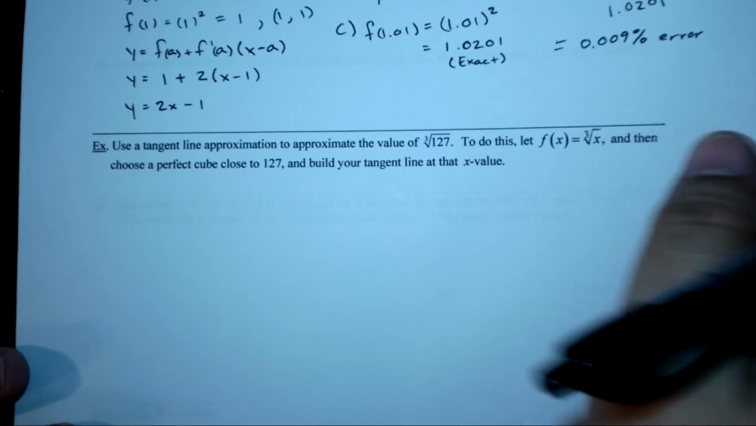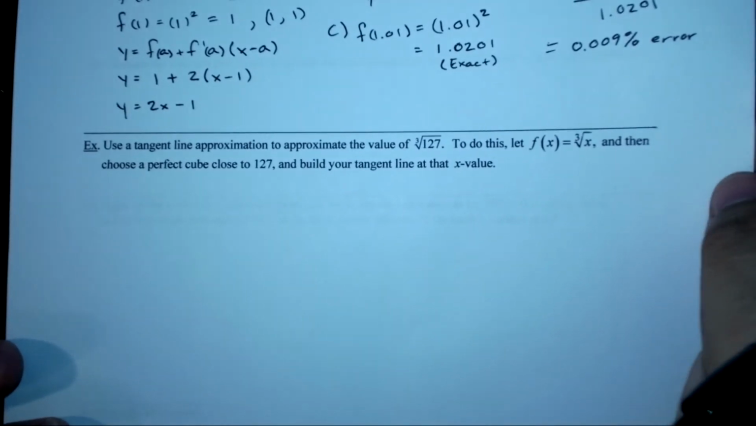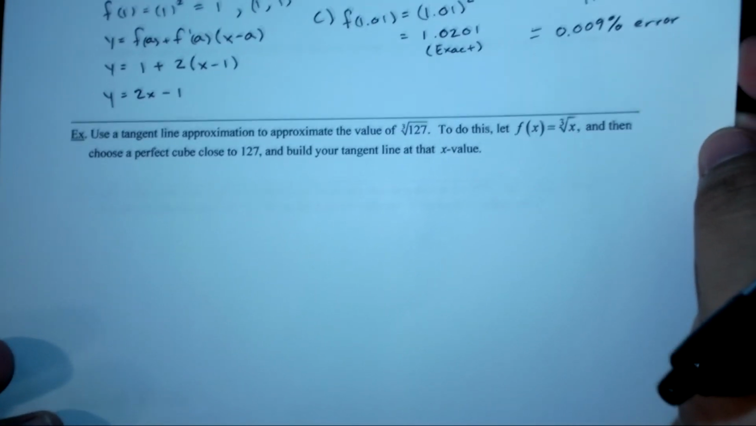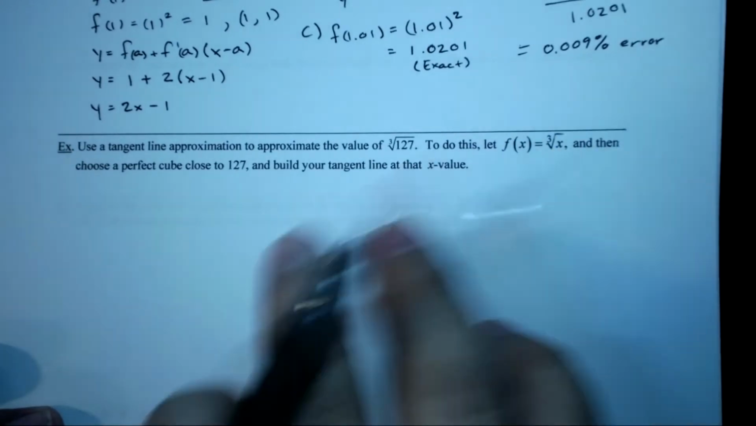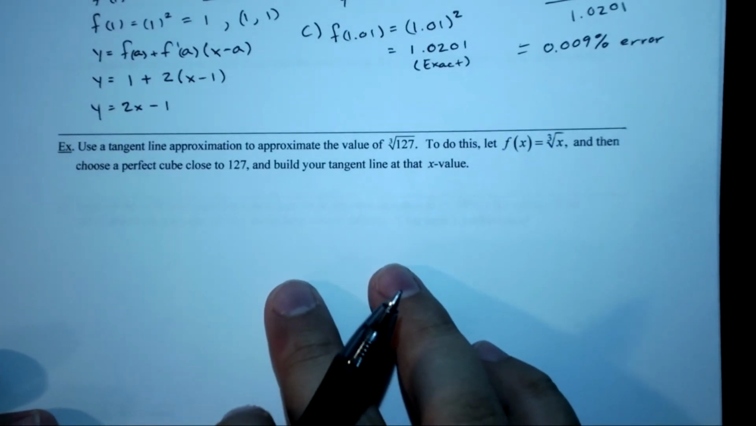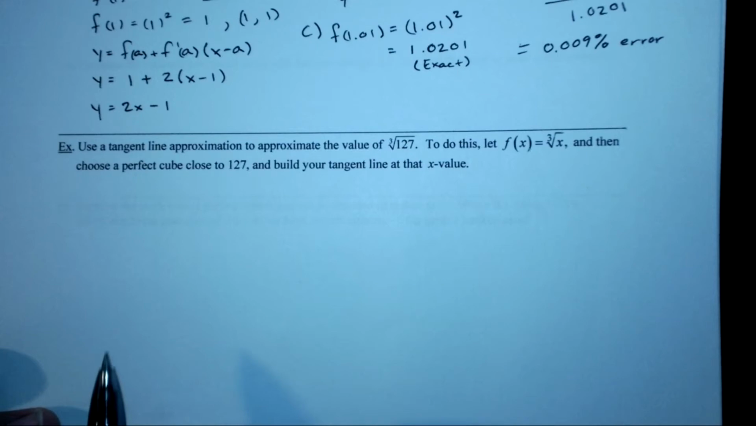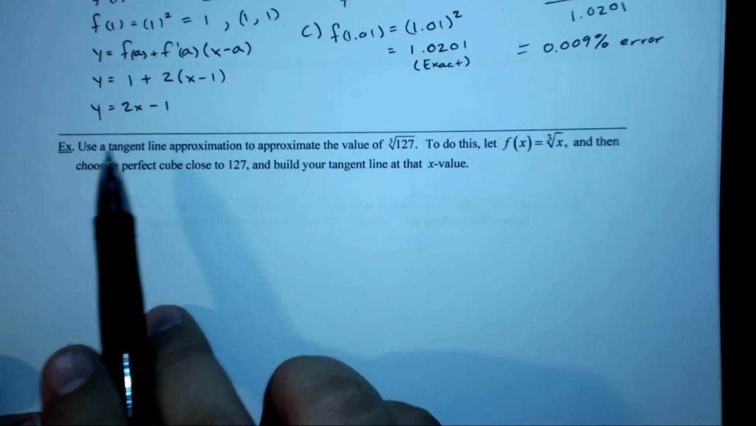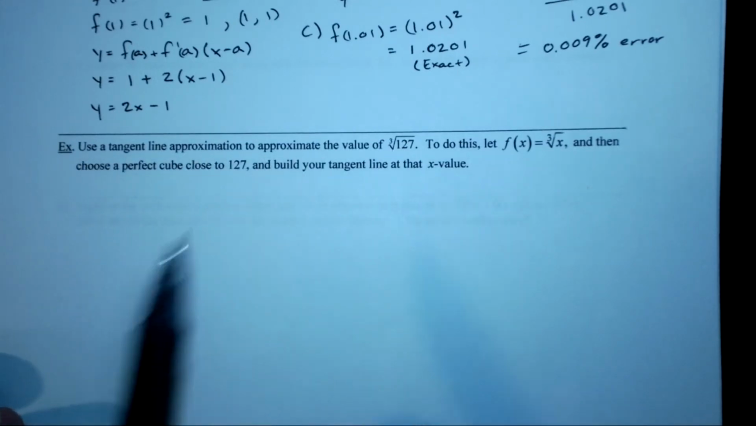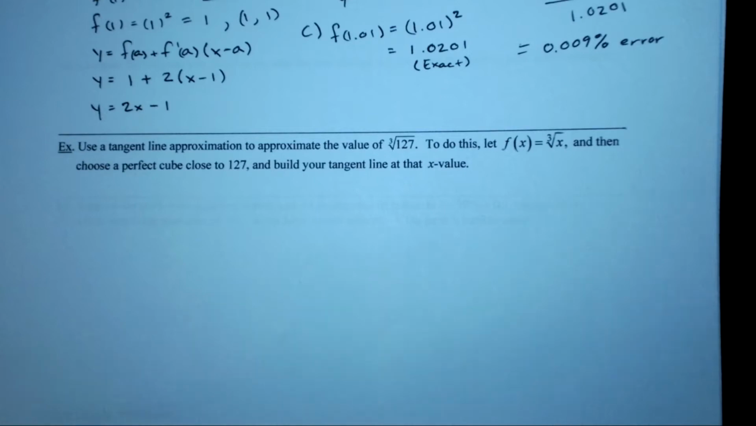Let's do another one. Okay, this one's particularly useful. Because here we can kind of see a more practical application of why we would use this approximation. It says use a tangent line approximation to approximate the value of the cube root of 127. To do this, let f of x equal the cube root of x.